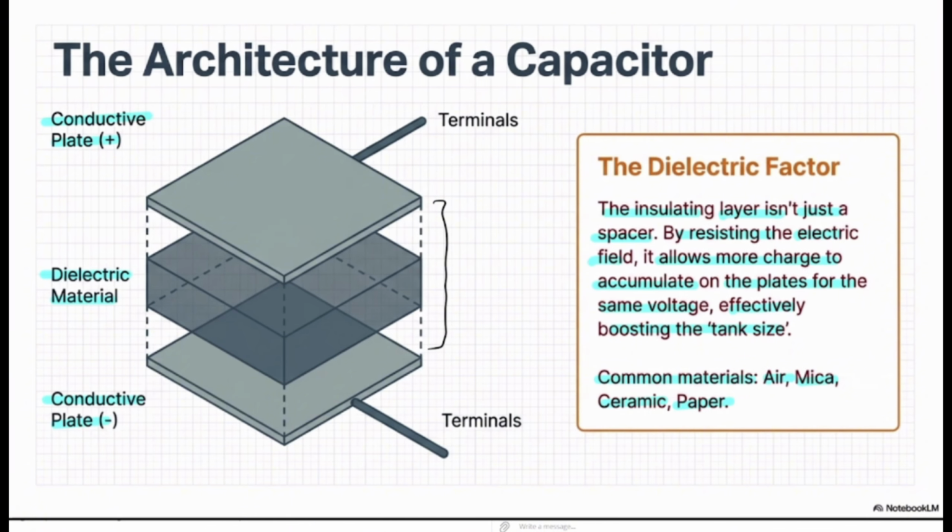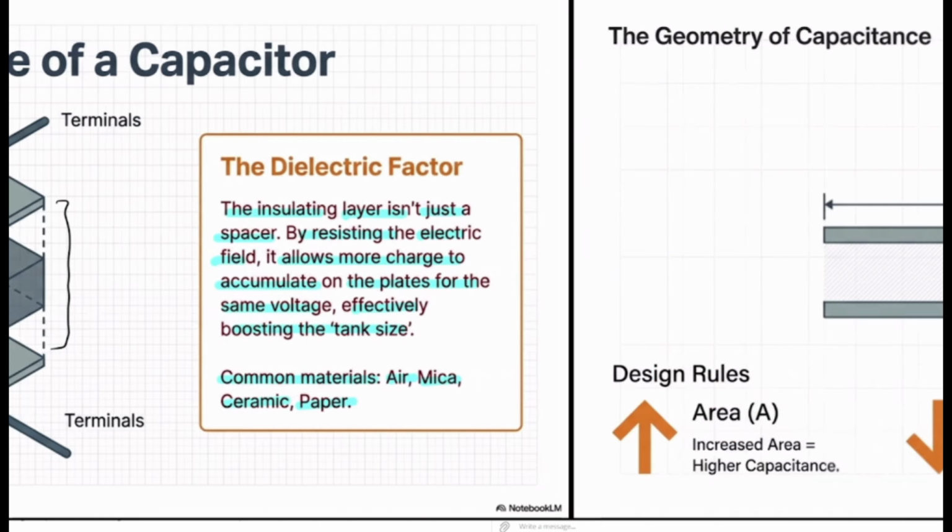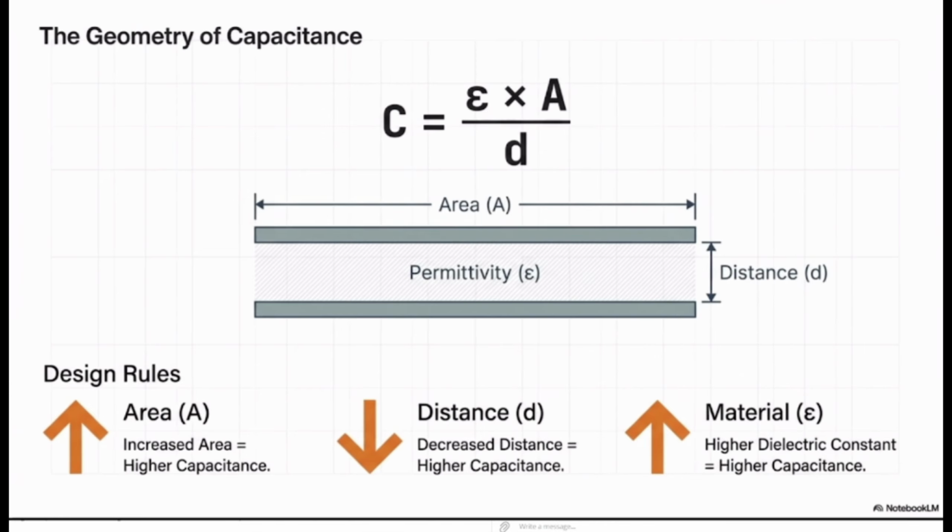So again, we are using that in order to help the capacitor to store as many electrons as it can. The very famous formula that we have for the capacitance of a capacitor is C equals epsilon multiplied by A divided by D. So let's start from the very simple part. The simple part is about the area.